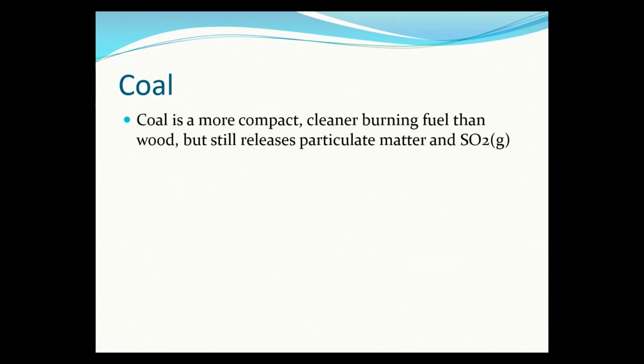What developed countries found is that coal is a cleaner burning fuel, but it still releases a lot of particulate matter and SO2. So coal is better than wood, but it is really bad for particulate matter and SO2. Particulate matter just releases particles into the air, and SO2, we learned before, leads to acid rain.